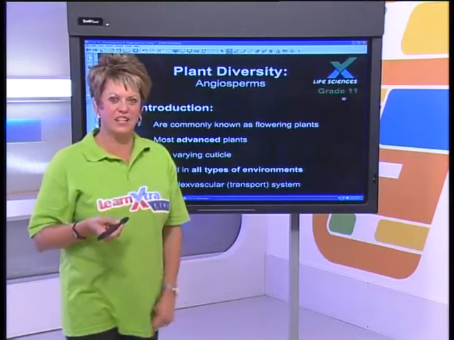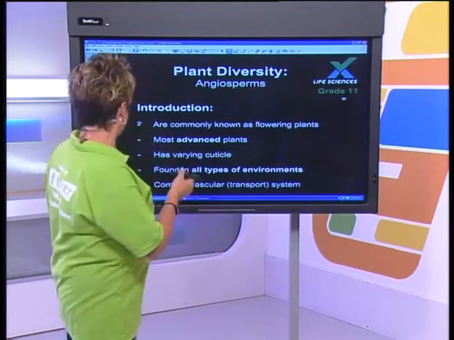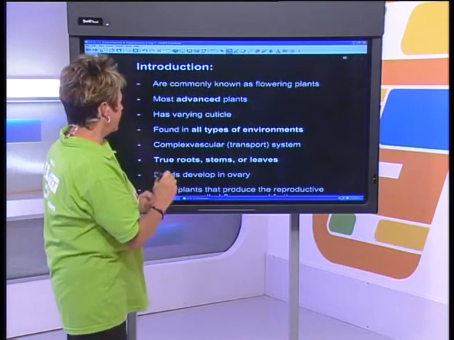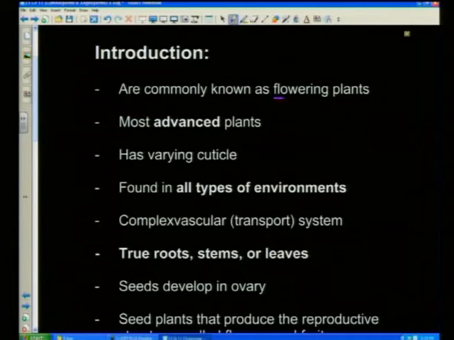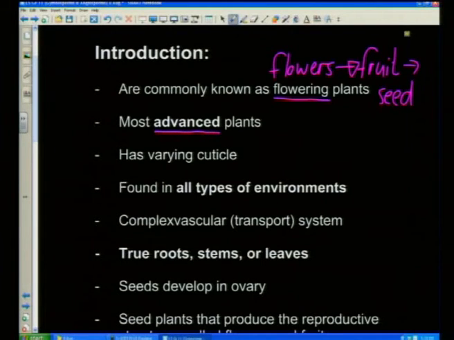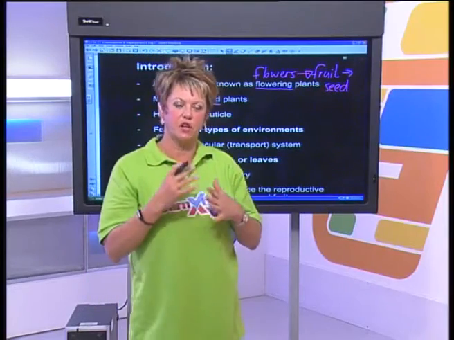All right, guys, like we said, now let's go on to angiosperms and go through a few points of these flowering plants. They are commonly known as flowering plants, which means that they form flowers. And when they form flowers, they're going to produce fruit. And inside the fruit, we're going to have seeds. So it's a flowering plant, but a seed-bearing plant because they produce fruit. These are the most advanced plants. They're most advanced in the sense that they've got so many features that make them so successful.